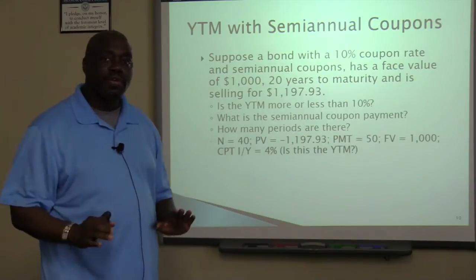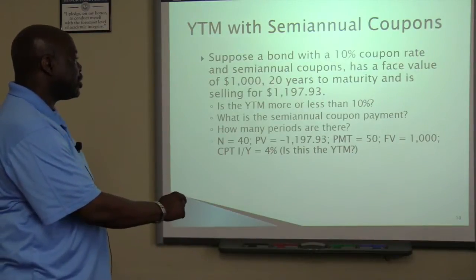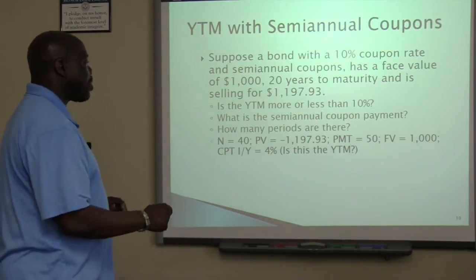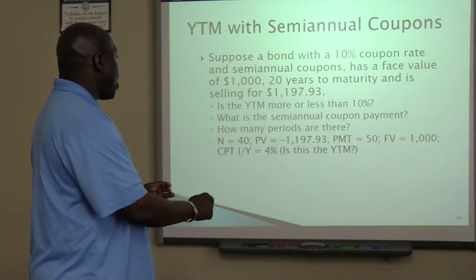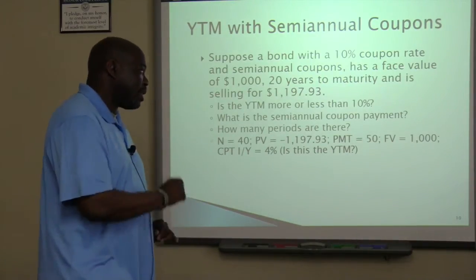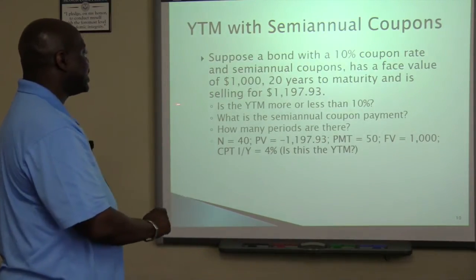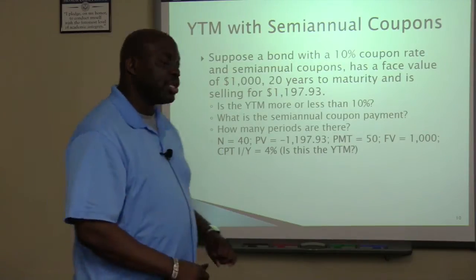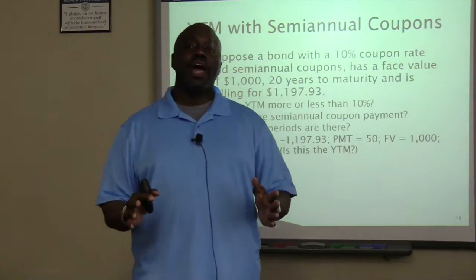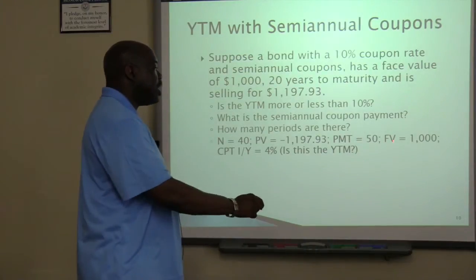We can do that very, very simply. Because we know that it's twice a year and the time to maturity is 20 years, we're going to take 2 times 20. Our N is going to be 40. The selling price is going to still be the same, so our present value is going to be a negative $1,197.93. We calculate the payment by taking 10%, our coupon rate, times our face value, $1,000, and we're going to get $100, but that's for the entire year. So how do you find a semi-annual payment? You divide it by 2. So our payment is going to be $50.